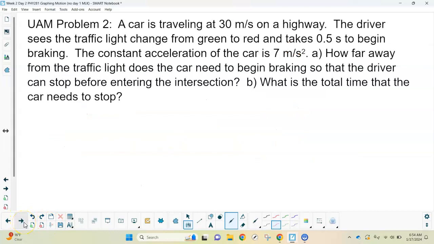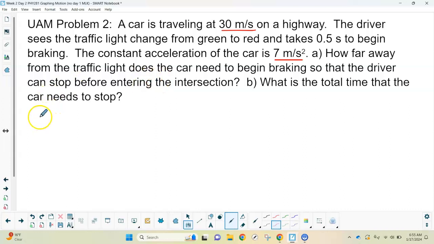The second problem: a car traveling at 30 meters per second on a highway. The driver sees the traffic light change from red to green and takes 0.5 seconds to begin braking. So there's reaction time in this one. They apply a constant acceleration of the car as 7 meters per second squared. How far away from the traffic light does the car need to begin braking so that the driver doesn't enter the intersection? And then what is the time that the car needs to stop? I might have skipped that part, but I'll go back and do it together.